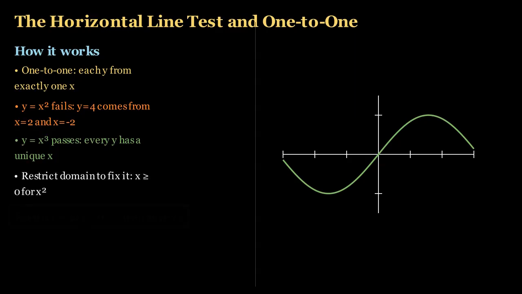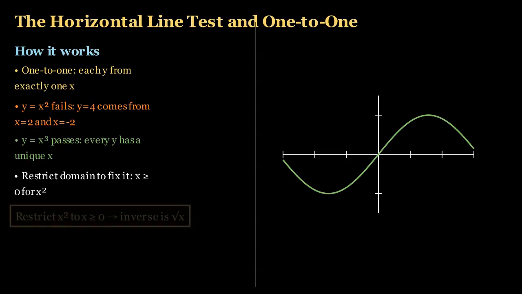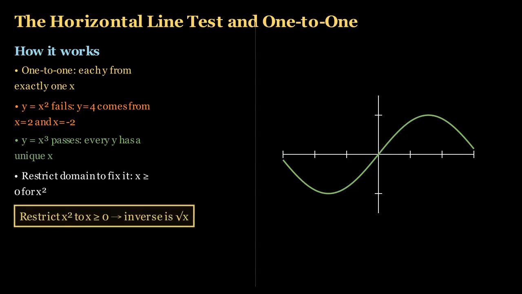As x goes negative, y goes negative. Every horizontal line hits the curve exactly once. It is 1-to-1, so it has an inverse. But here is a powerful idea. We can take a function that fails, like x squared, and restrict its domain. If we only allow x values that are 0 or positive, we chop off the left side of the parabola.